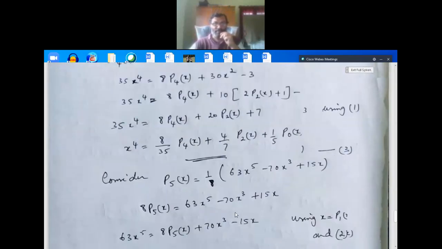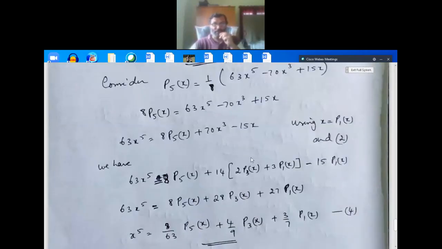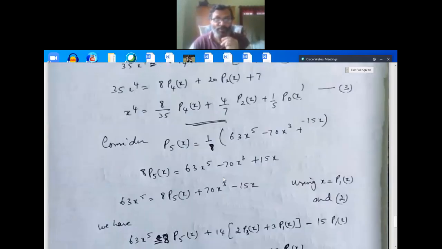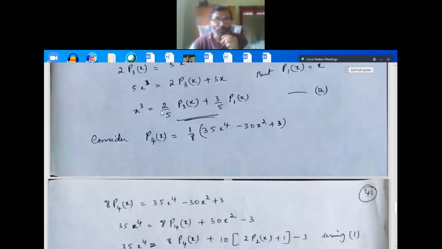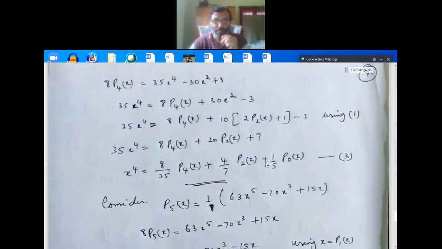That is x cubed. In place of x cubed, I substitute this. Minus 15x is taken as P1 of x. Then simplify everything. I hope you have followed. 70 means 5, so 5x cubed. If you take 5 and 5, they get cancelled. So 2 P3 of x plus 3 P1 of x.